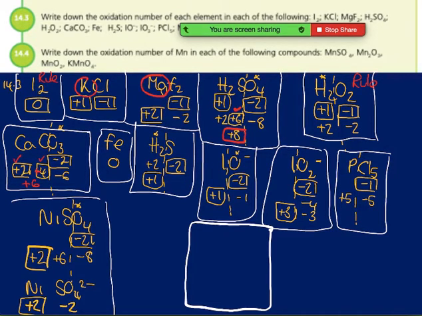For the nickel sulfate, oxygen is -2. I have 4 of them, -8. It makes the whole of the other side have to be +8. I can't figure this one out directly, so I'm going to use the idea that the sulfate is 2 minus overall, which has to make the nickel positive 2. So that's where I'm getting the positive 2 here. And then the sulfur must be positive 6.